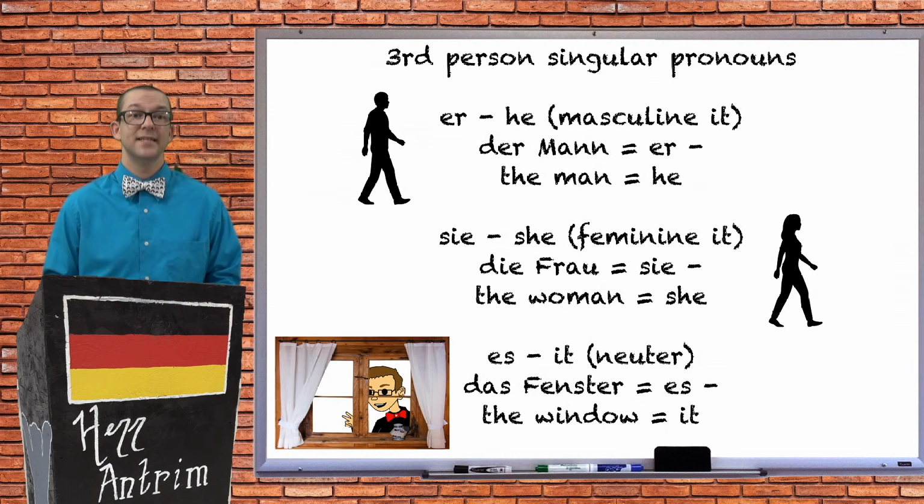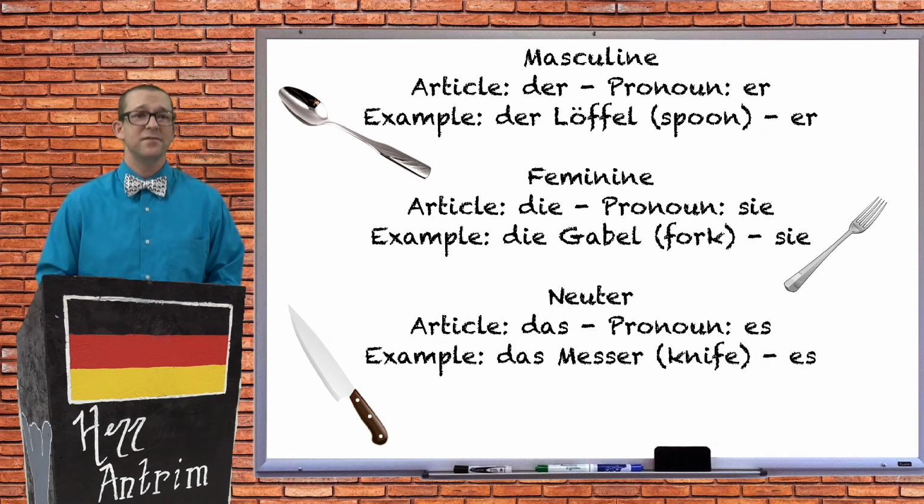Any noun in German that takes the masculine article der will use the subject pronoun er, and any noun that uses the feminine article die will use sie. If the noun uses the neuter article das, the pronoun will be es. Since I haven't mentioned this concept in any other videos yet, now is a good time to explain the concept of noun genders. Every noun in German is assigned a grammatical gender.